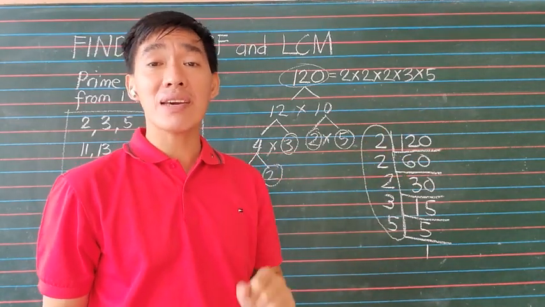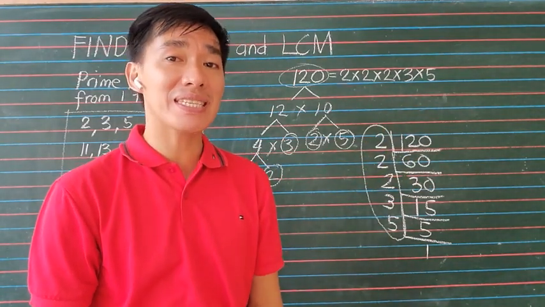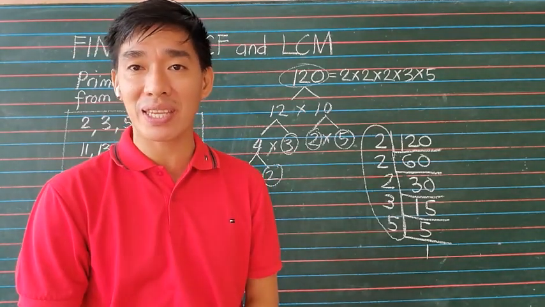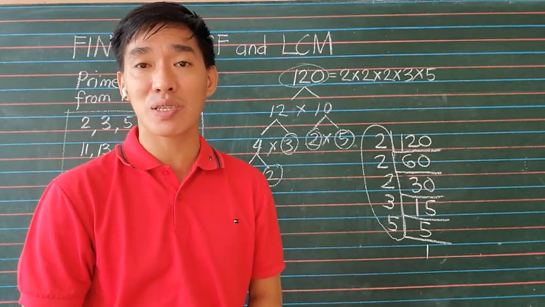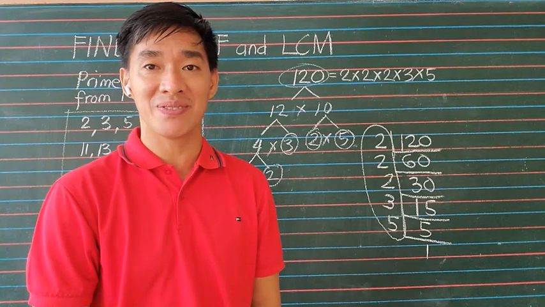Both methods yield the same answer. So it simply means that the prime factorization of 120 is 2 times 2 times 2 times 3 times 5.